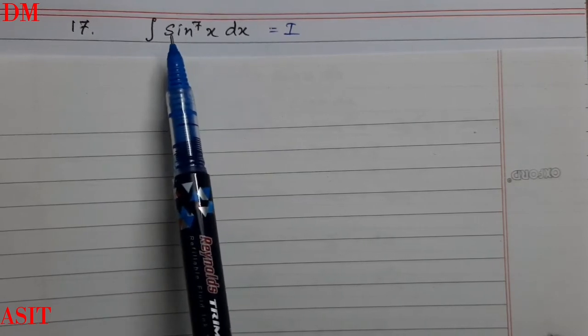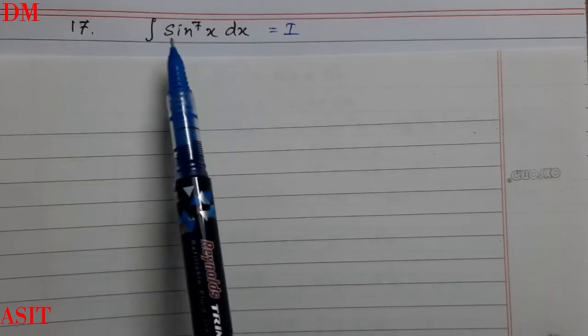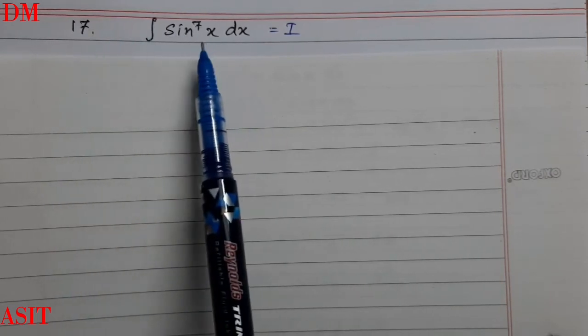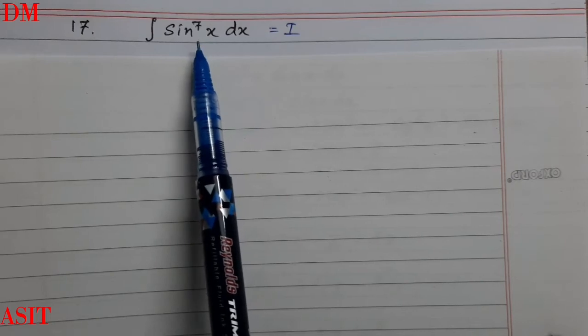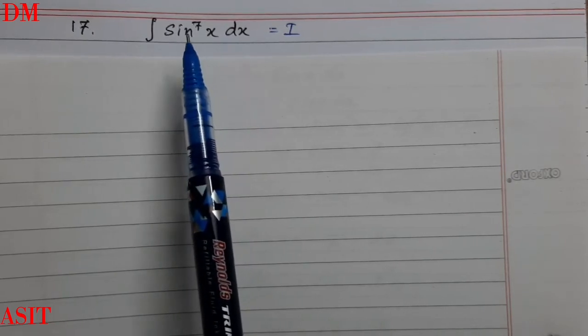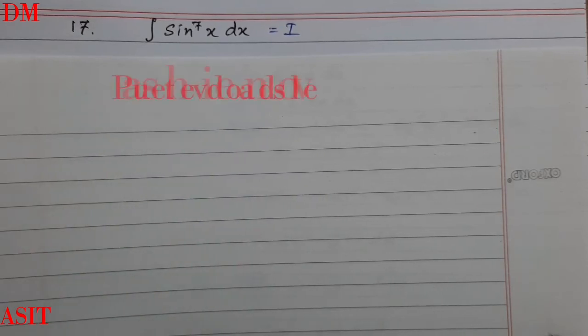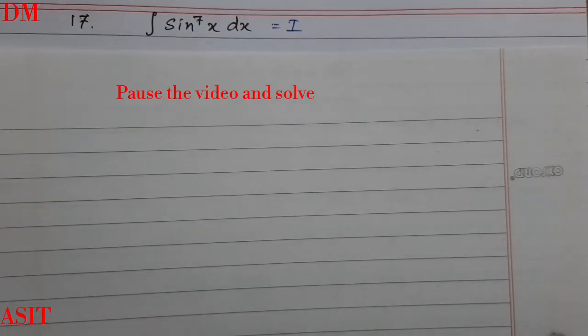I think I solved sine to the power 4x there. If there is an even power, then the process is different, and if there is an odd power, then the process is different. So if there is an odd power, you have to do it using substitution. Now solve this. Pause the video and solve it. I hope you have tried to solve. Let's see what the solution is.